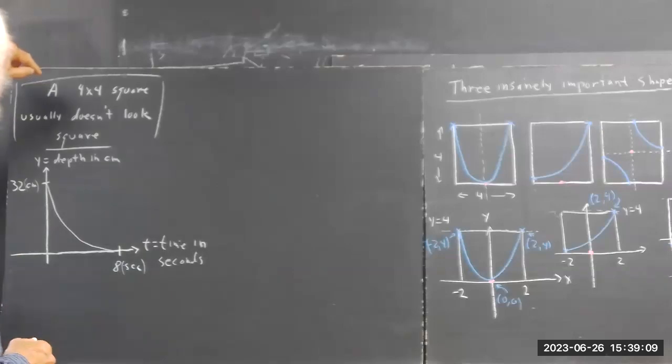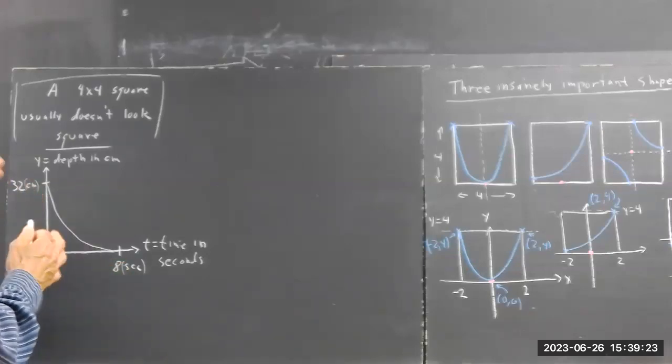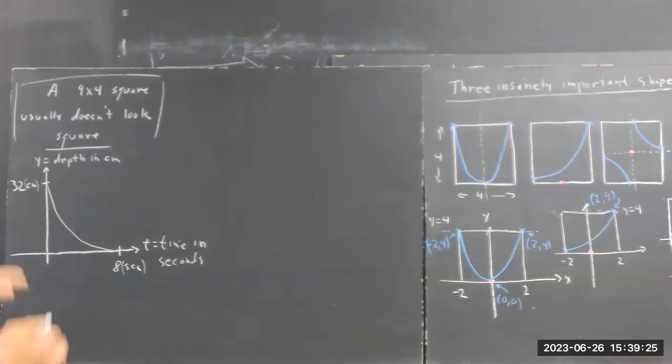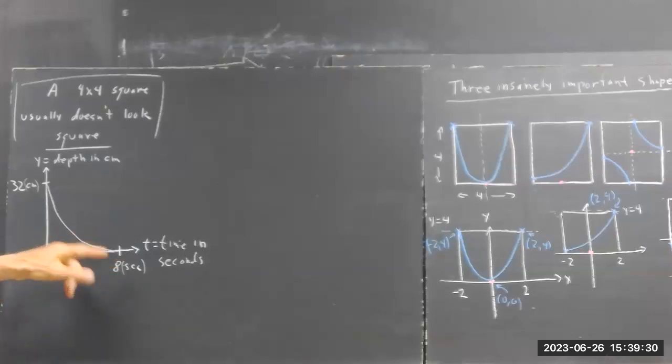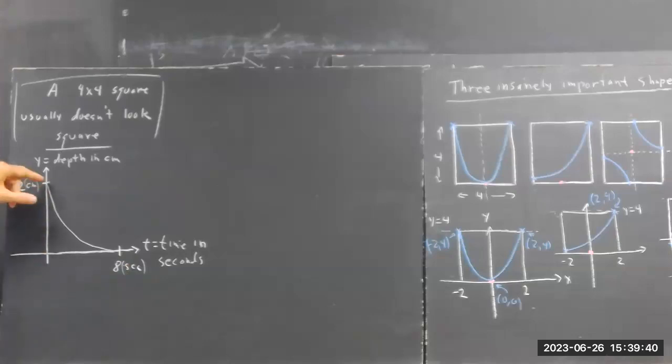What we want to get to is that a 4x4 square usually doesn't look square. Now, you'll agree that if depth starts at 32 centimeters, it's reasonable to use 32 centimeters here. If it takes 8 seconds, it's reasonable to use 8 seconds here. The graph might well look something like this. Now, if I draw a 4x4 square, where here's 8 units on this axis, and here's 32 units on this axis, the units on this axis are going to be much smaller than the units on this axis. You've got to have 32 of them from here to here. You only have to have 8 of them from here to here.